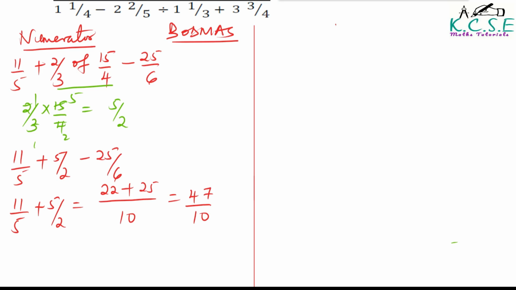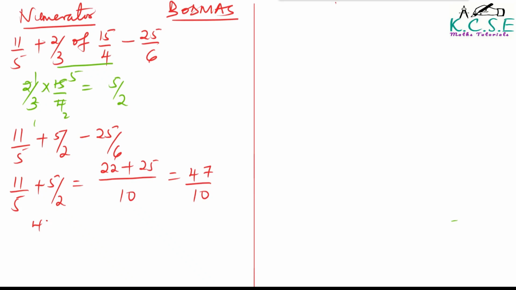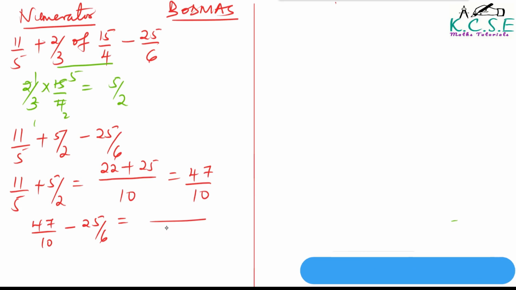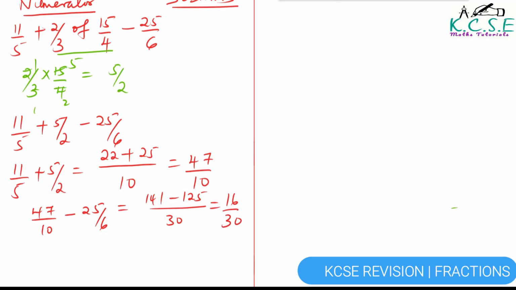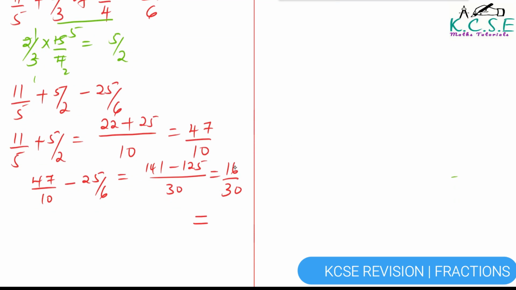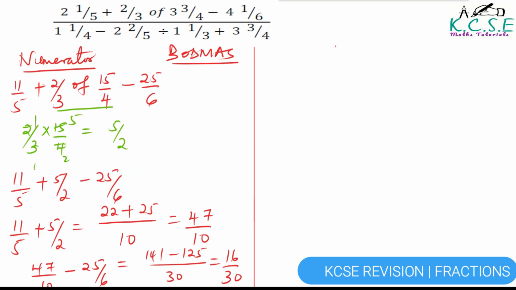So once you've done that, we can now subtract. So 47 over 10, subtract 25 divided by 6. The LCM of 10 and 6 is 30. So we have 141 minus, this is 5 times 25, 125, which gives 16 divided by 30. If you simplify 16 divided by 30, you get 8 over 15. So that is the solution for the numerator.